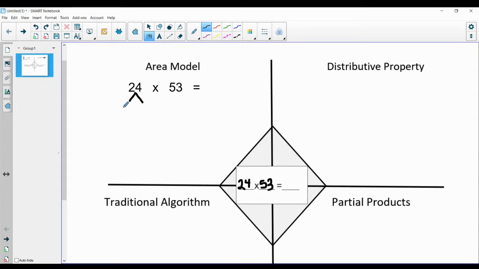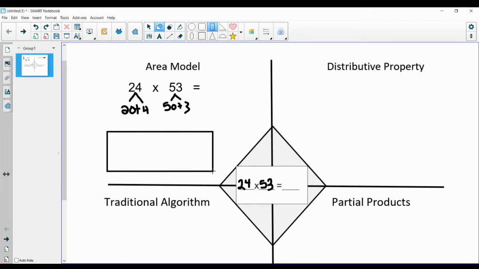24 can be decomposed into 20, and then I have 4 ones. 53 can be decomposed into 50 and 3. My next step is to draw a box that's divided into 4 parts or 4 areas. Your box doesn't need to be perfect, and the area doesn't have to be split perfectly unless you really want to do so. But if you just want to split a rectangle into 4, regardless of the size, then that will suffice.